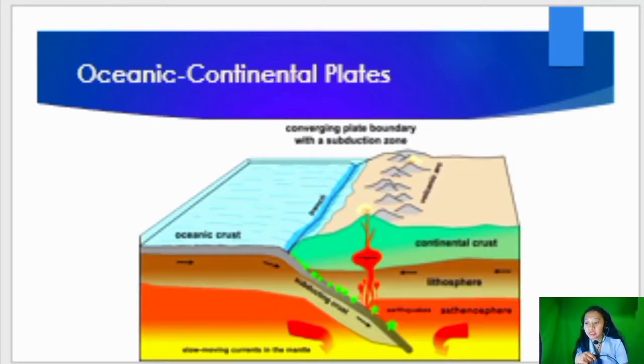I have here a picture of the oceanic and continental plates. As we can see in the picture, we have the oceanic crust and the continental crust converging to each other. So what could be the possible landforms and catastrophic events that may occur in this type of convergent plate?